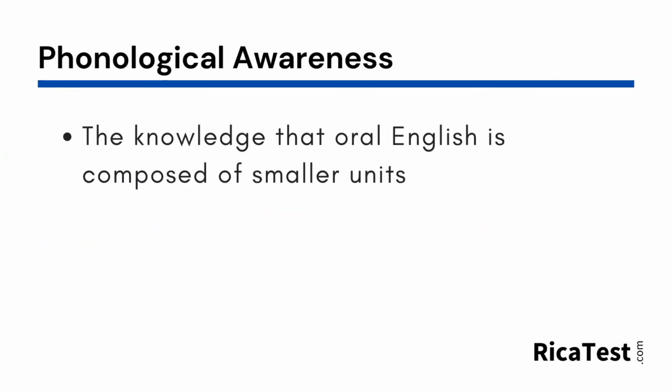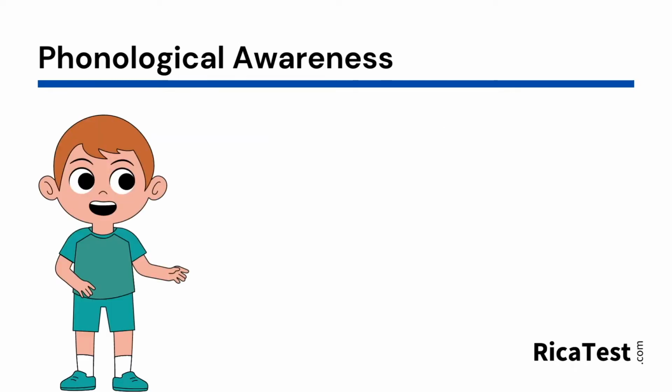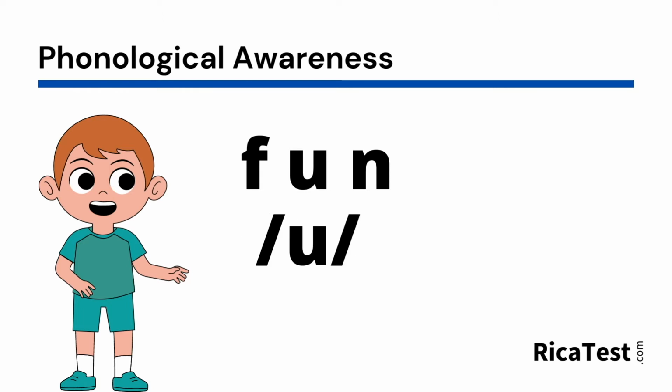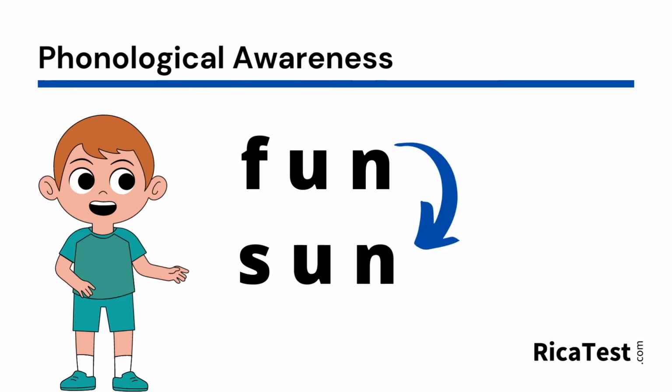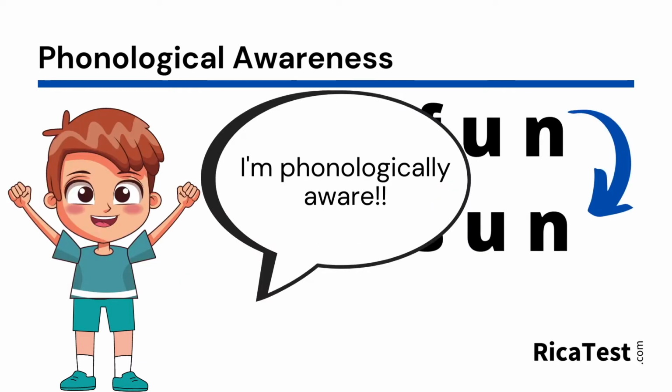Phonological awareness is the knowledge that oral English is composed of smaller units. It's accomplished when a child can identify the individual sounds in a word, such as fun has f, u, and n. Likewise, if the child can manipulate the individual sounds of a word, such as transforming the word fun into sun, this demonstrates that the student is phonologically aware.